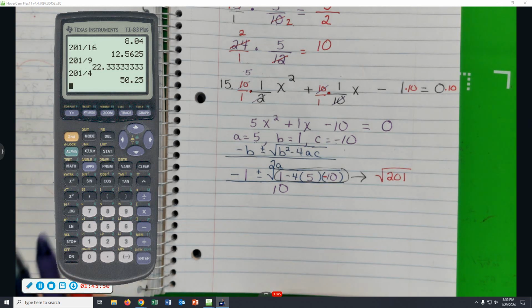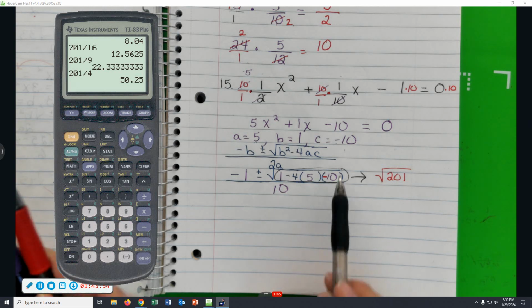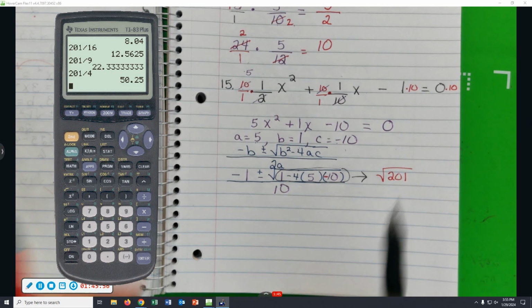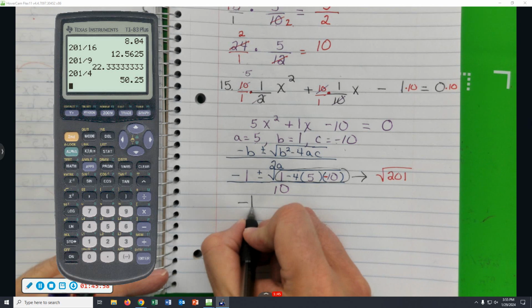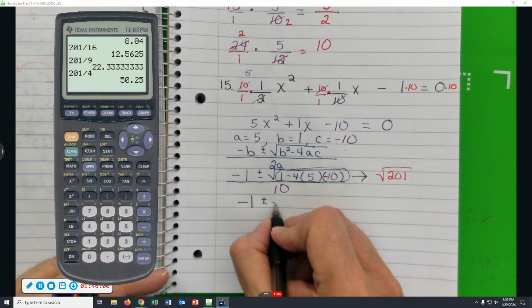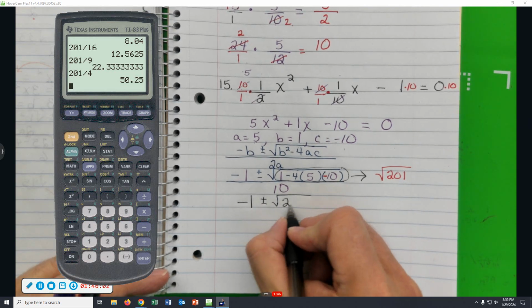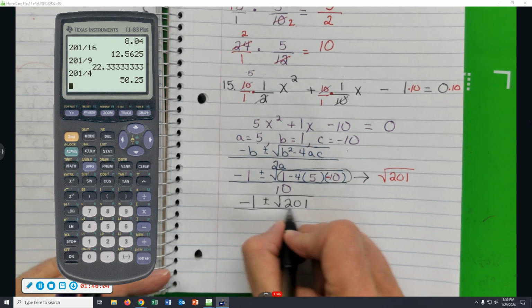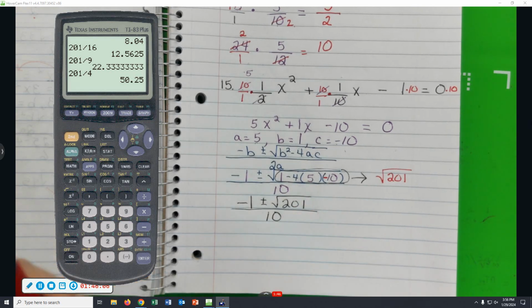So actually, is that making it harder or easier? It's easy. I just replace all of this with square root of 201. So I have negative 1 plus minus the square root of 201 over 10. Okay?